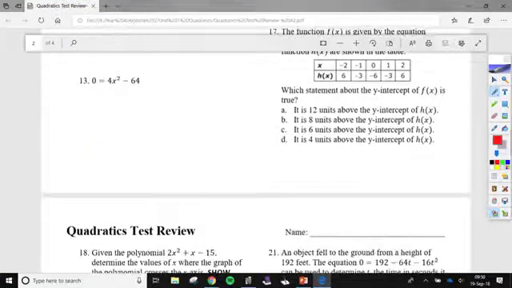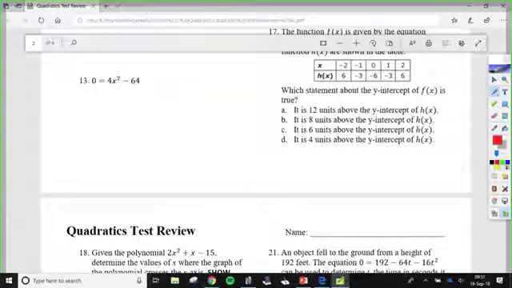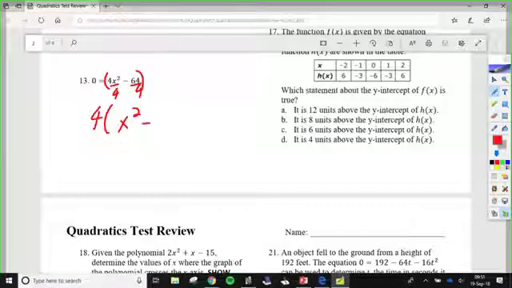So 13. 13 is only a binomial, but again, let's always look for a GCF first. I notice both of these are divisible by 4, so I'll take the 4 and factor 4 out. That leaves me with x squared minus 16. Now, what's interesting here is that this binomial is still factorable. If you notice, it's factorable using difference of squares.